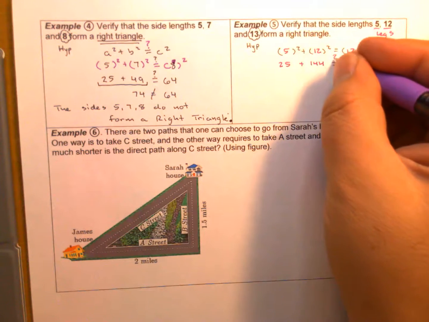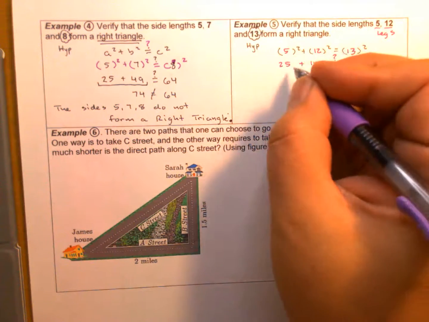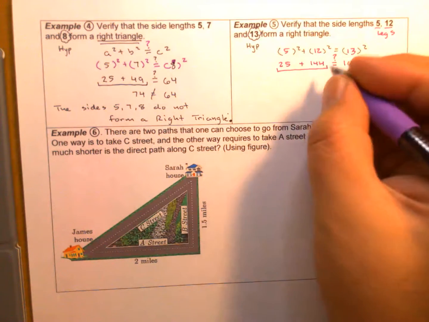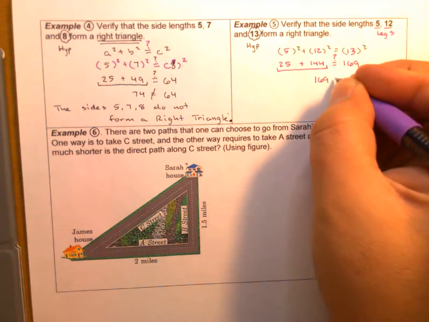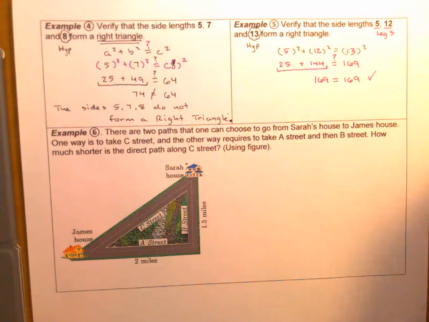The question is, though, will they be equal to each other? Well, just do the basic math. 25 plus 144, that's 169. And yeah, look at that. We finally have a perfect match. It checks out. So what does that mean for us?